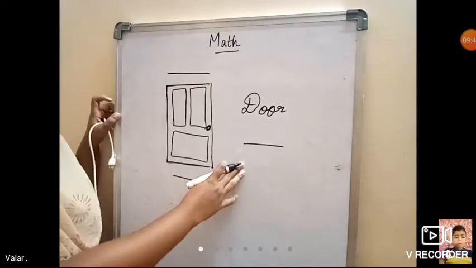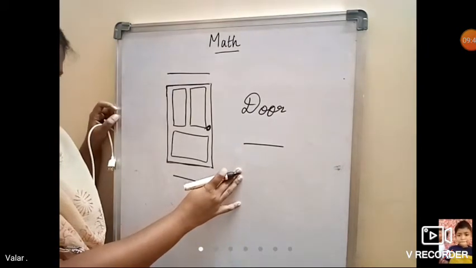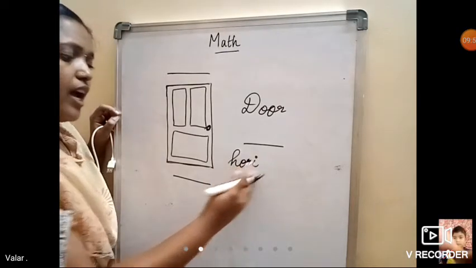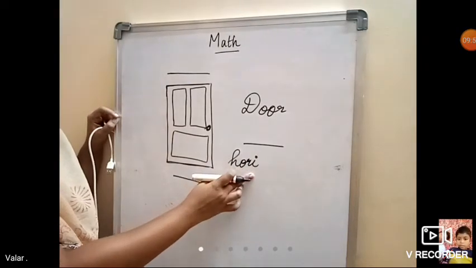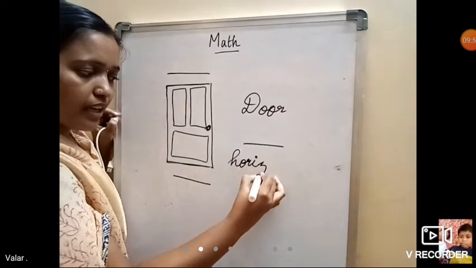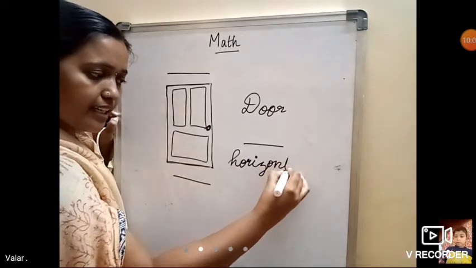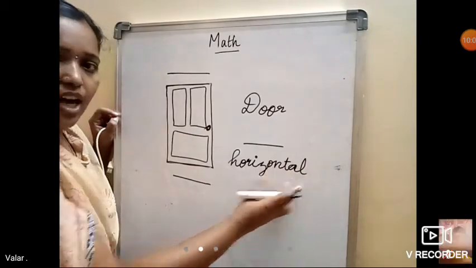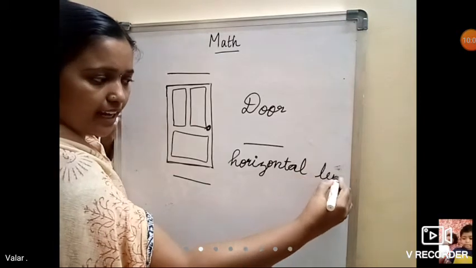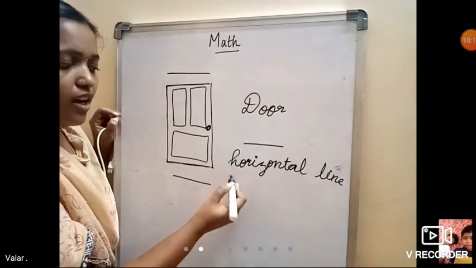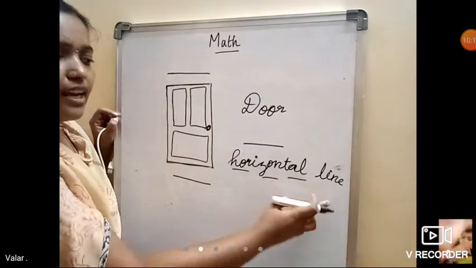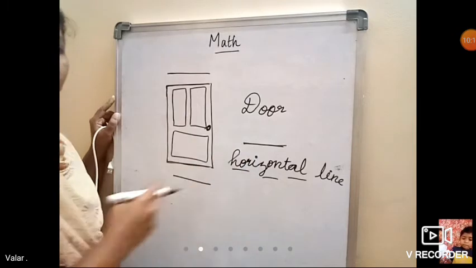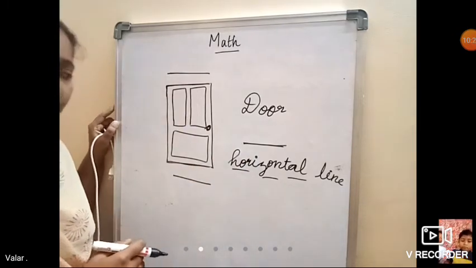Horizontal, I will write the spelling now. You just remember it. H-O-R-I-Z-O-N-T-A-L. Horizontal line. If the line is straight, it is also called a straight line. Also we can call it a horizontal line.